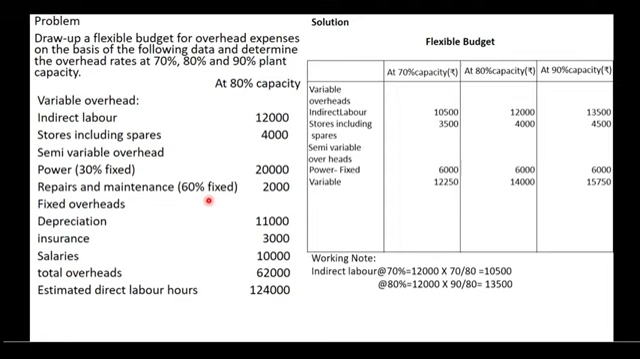Okay, so first we calculate for the fixed amount, the 2,000 into 60 divided by 100 under the 80% capacity. So that is 1,200. The fixed is always constant in every level.